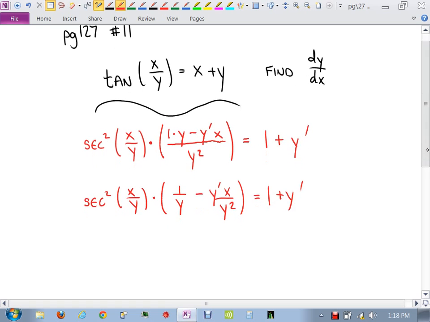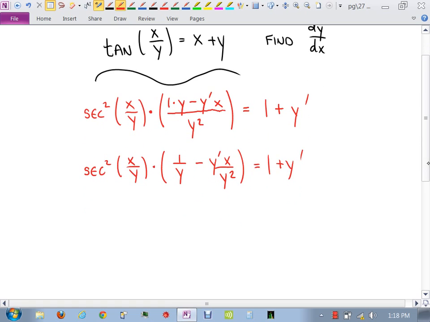What did I do there? I just separated this. I took that and separated it into two fractions. I had y over y squared, which became 1 over y. And then I had y prime x over y squared, which is the other term. Now, the reason I did that is because I'm trying to get y prime by itself, trying to get my y primes together on one side of the equation. Before I can do that, I must distribute this whole thing through the parentheses. So I split what was in the parentheses into two terms so I could distribute it. Does that make sense?